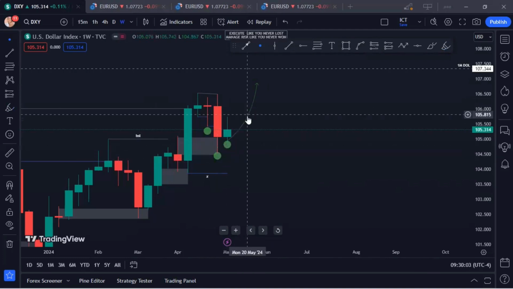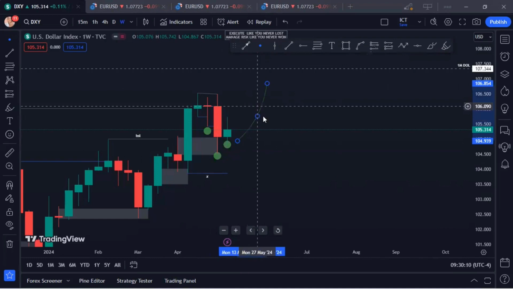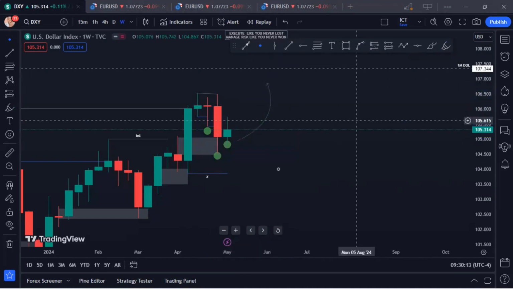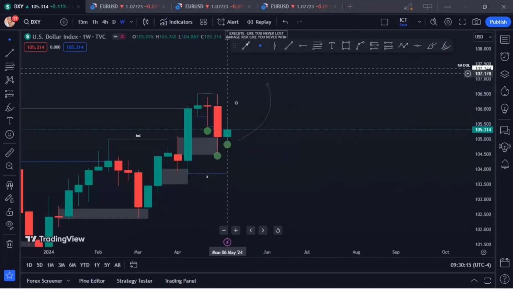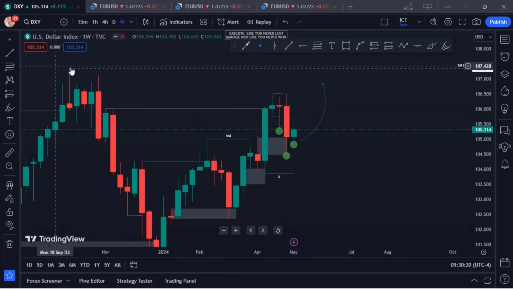Okay, so it confirmed reversal to the upside. Now where is the next draw on liquidity? That's the major question. Where is price going next? Where is the next draw on liquidity? From this analysis you already know where the next draw on liquidity is, which is to the upside, to take out this swing high, and definitely reaching for this monthly high right there.